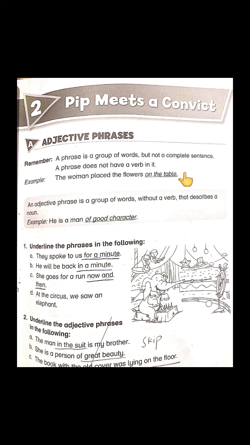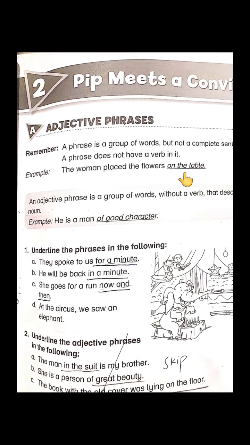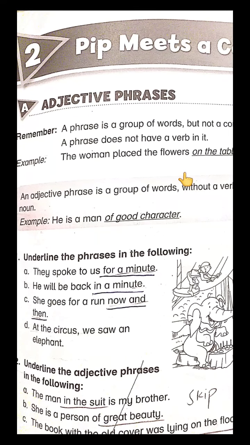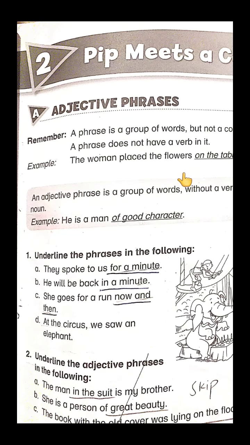So, at first, in this exercise, keep your pencils in your hands. They want us to underline the phrases in the following. As we have done previously in our book exercise, let's recall about phrases. A phrase is a group of words but not a complete sentence. And what does a phrase not have in it? A phrase does not have a verb in it.